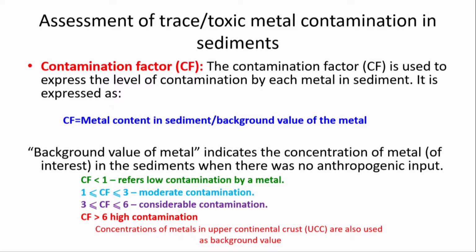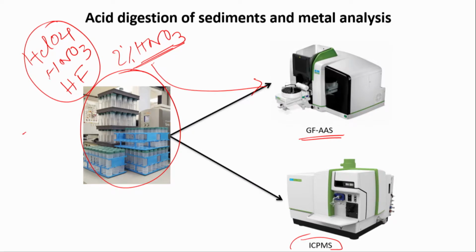Now there are several indices being used to assess the quality of sediment. The first one is the contamination factor. In the previous slide I showed that you are measuring metals and you have determined the concentration of different metals.